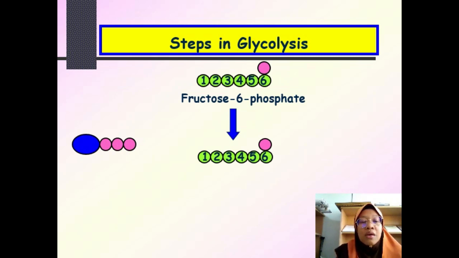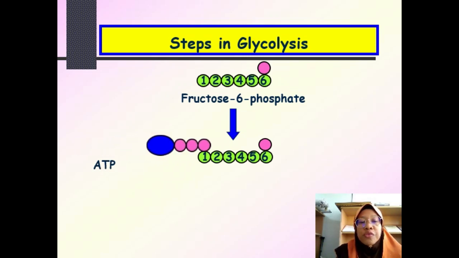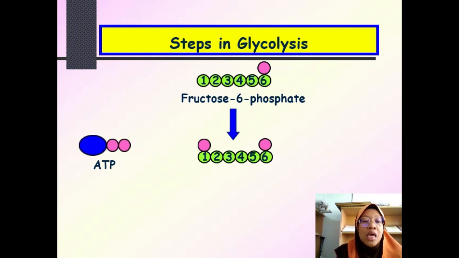Alright, so you have 3-phosphate juga sini. So dia buang fosfat dia bagi pada fructose dekat carbon pertama. First carbon atom. So bila dah buang fosfat dia, dia dah jadi ADP. Alright. So yang compound ni pula bukan lagi fructose 6-phosphate but it has additional 1-phosphate group.